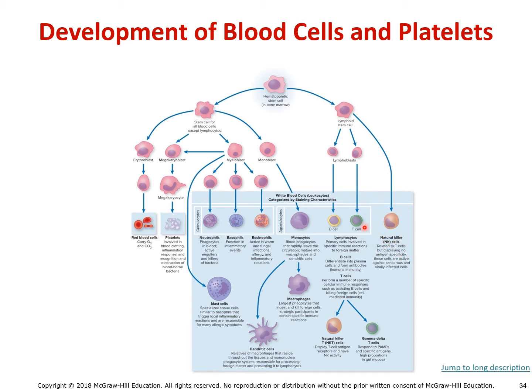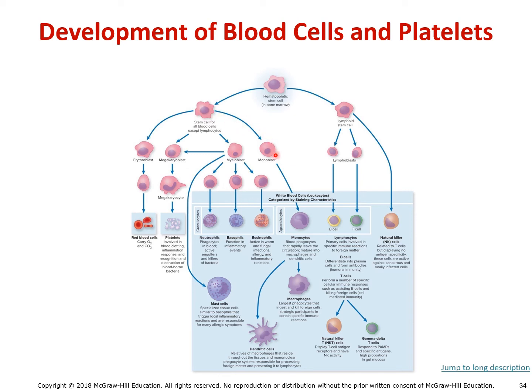The NK cell is going to be like a T cell, except it lacks a lot of the specificity. So this is not as specific as the T cell was, and as a result we consider this to be a non-specific cell. So let's then focus on the other versions of white blood cells by looking at the other pathway. So this is the stem cell for all blood cells except for lymphocytes.